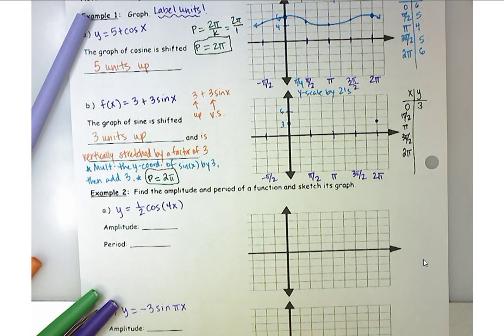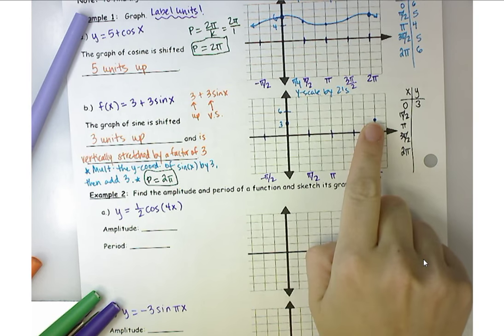Good job, Ms. Whipple. You answered your own question. Hey, does this make sense that you're going to end and start at the same place? Okay, so if your period is 2 pi, you're going to be ending at 3.